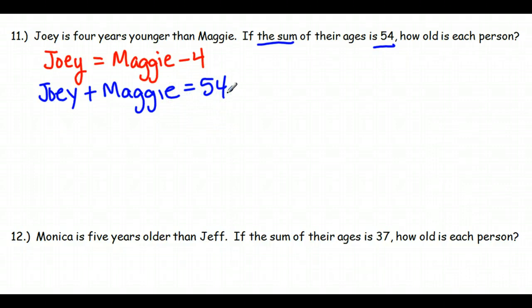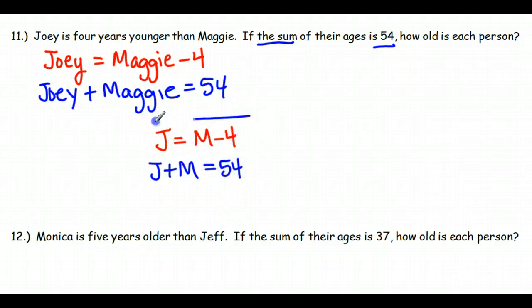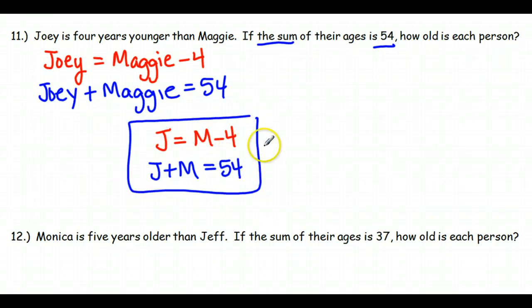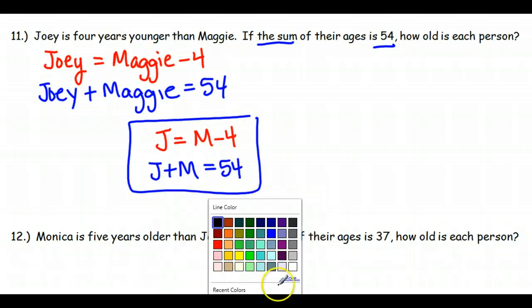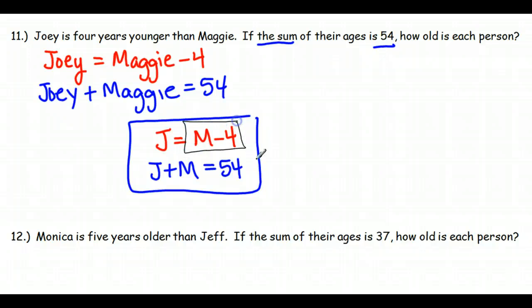So let's go ahead and use some variables to make this a little bit easier. My first equation is j equals m minus 4. And my second equation is j plus m equals 54. So here is my linear system that I need to solve. Alright, notice that in the top equation, we already have one of the variables by itself, and that is j. So I'm going to take the value of j, Joey's age, and I'm going to go ahead and plug it into our other equation for Joey.